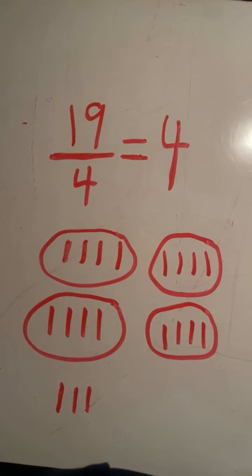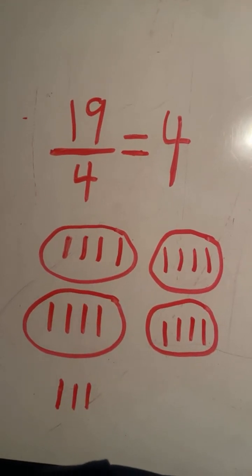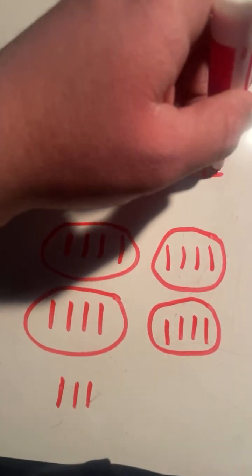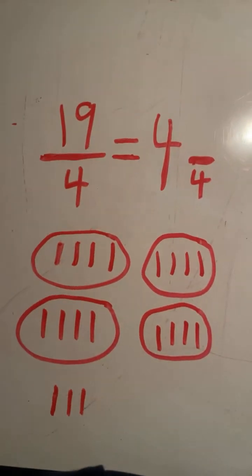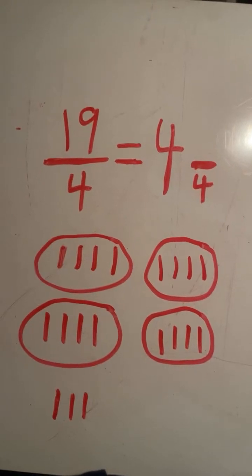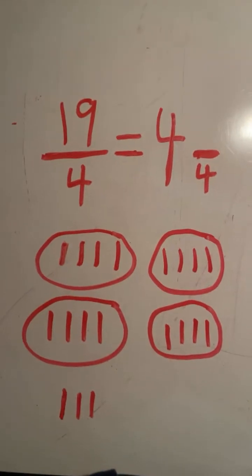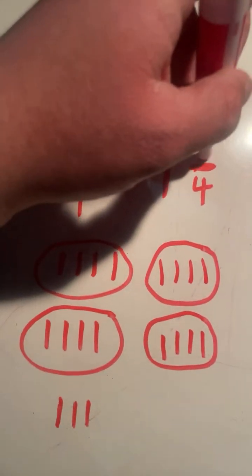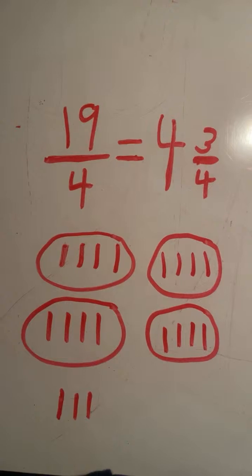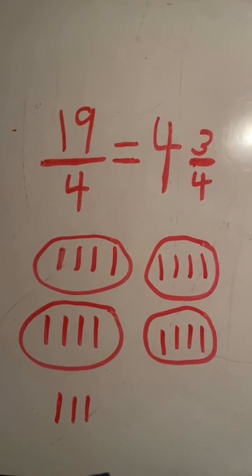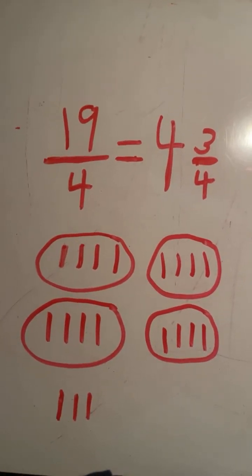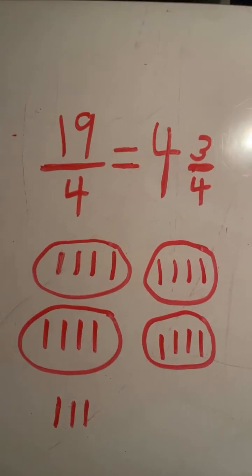Our denominator stays the same. Whatever the denominator is for the improper fraction, that's what the denominator is going to be for the mixed number. Our remainder is our numerator. Now, how many do we have left over that was not in a full group? 3. So 3 is our numerator. 19/4 converted into a mixed number is equal to 4 3/4.